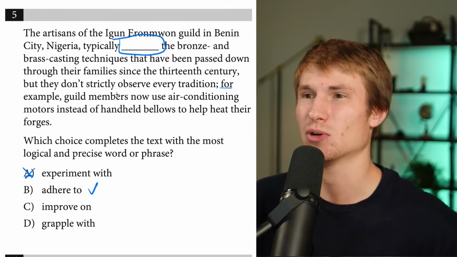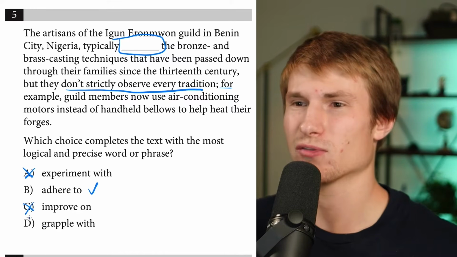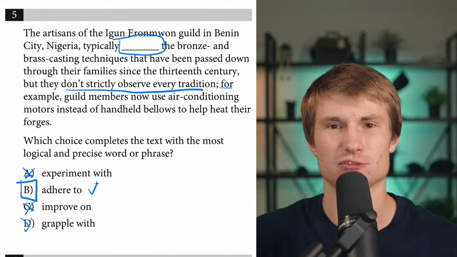And then we go on to give an example of where they don't stick with tradition. If we have C, improve on, that wouldn't make sense because they're not improving on it. They're not grappling with it, but they are adhering to that tradition. So B would be our answer there.